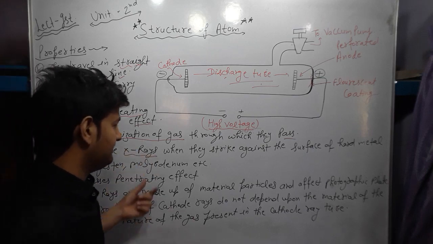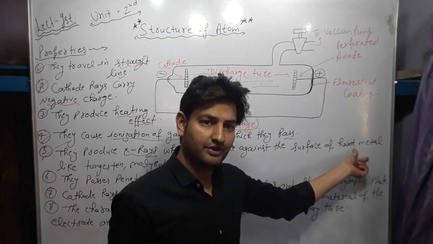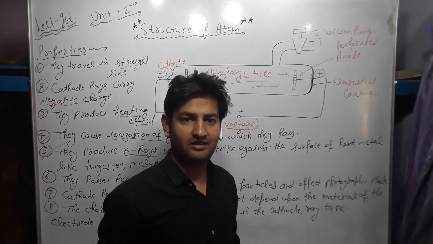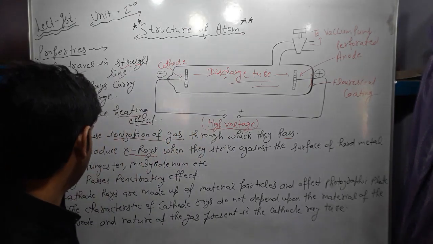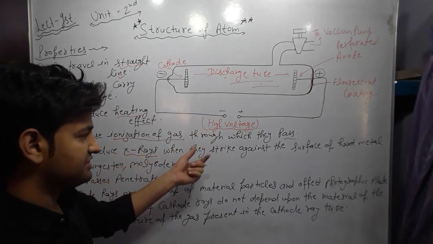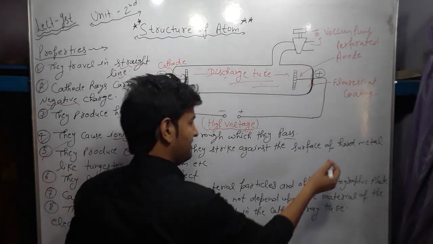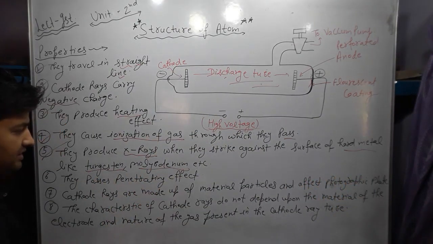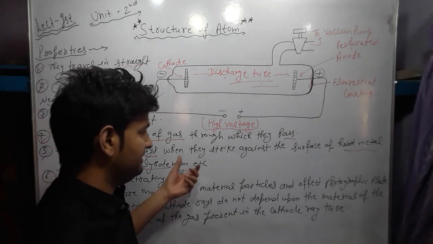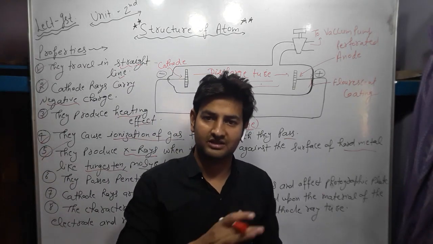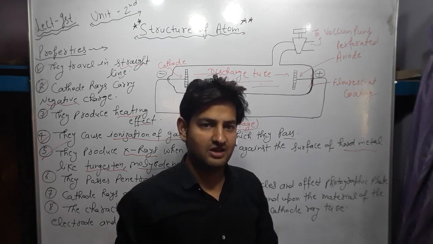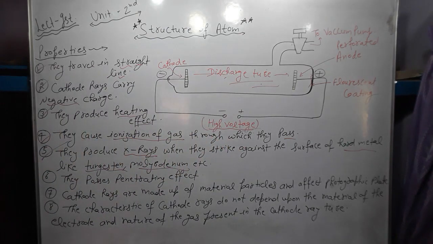They produce X-rays when they strike against the surface of a hard metal. X-rays, which are used in several medical techniques at present, are produced when cathode rays strike against hard metals such as tungsten and molybdenum. These are the metals on which, when the cathode rays strike, they produce X-rays, and X-rays are used on the medical side. Sixth point, they produce a penetrating effect.